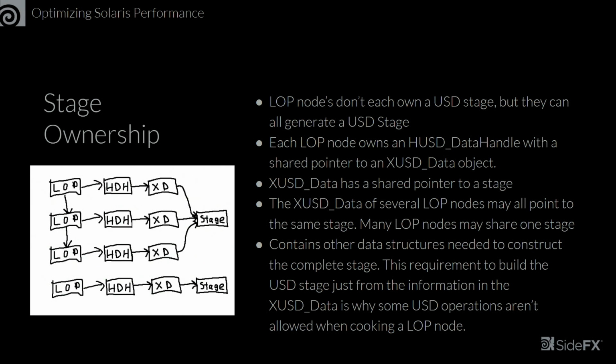So the XUSD data contains enough information to make that USD stage from scratch, or to take the USD stage in whatever state it's in right now, and morph it into the state that is equal to the output of a given LOP node. The XUSD data also contains other stuff like the stage context, so stuff like layer muting and population masks and that kind of thing.